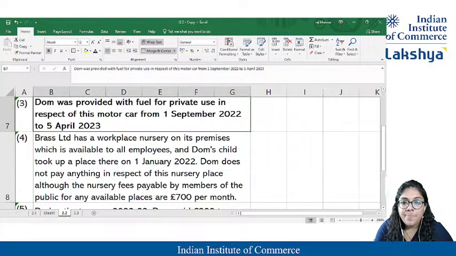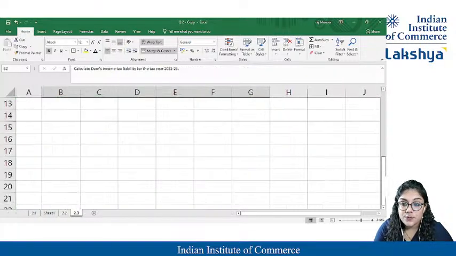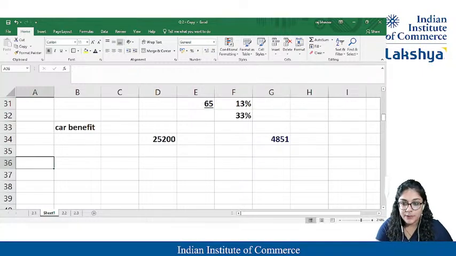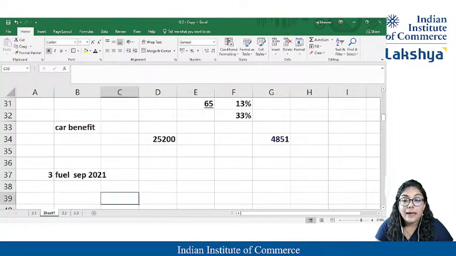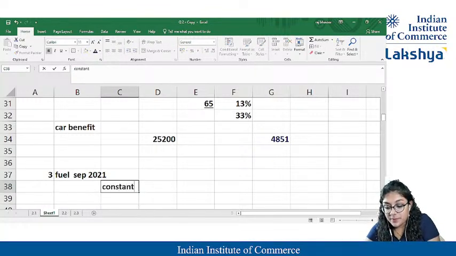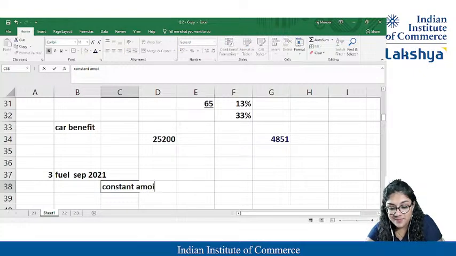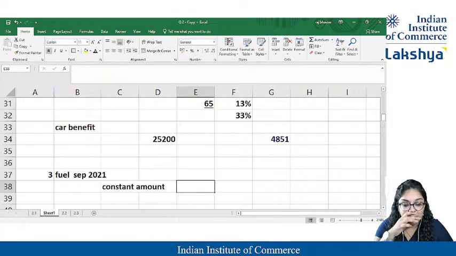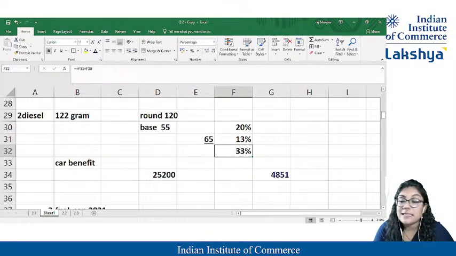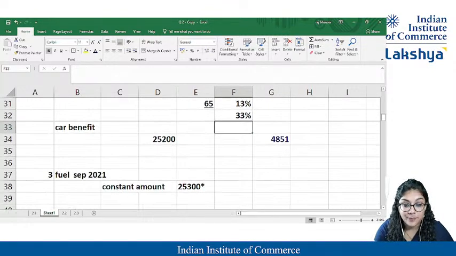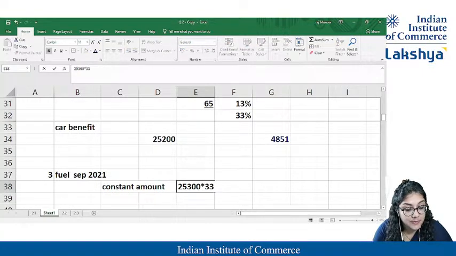So yeah, I got the fuel for the private usage. So what was my private usage? Basically, I can write it over here. Third, that is, I got the fuel, but then that is from September 2021. So I know the amount is constant. So the constant amount is to be written over here, and my constant amount is nothing other than 25,300. But students, what was the percentage? You should know, if I am getting any diesel benefits, the same percentage I have to apply. So that is to be applied with 33%, students.